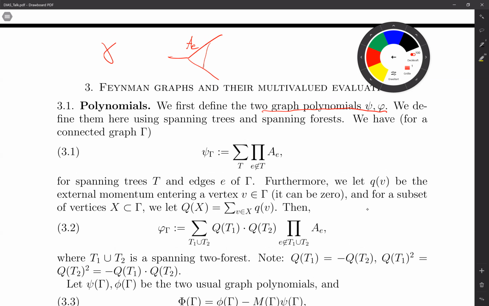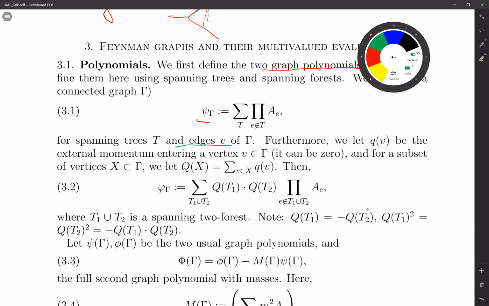The simpler one is the psi polynomial. You take a sum over all spanning trees in your graph, so all simply connected subsets of edges and vertices which cover all vertices of the graph. And then you take a product over all the edges not in the spanning tree, the product of these variables. This graph has three edges, and any two edges of this graph form a spanning tree. So this has three spanning trees, and you can take A1 A2 plus A2 A3 plus A3 A1 as the psi polynomial. That's a simple polynomial.